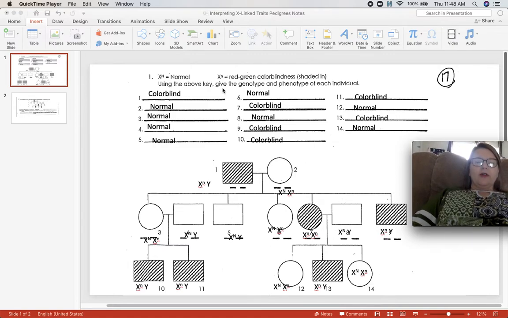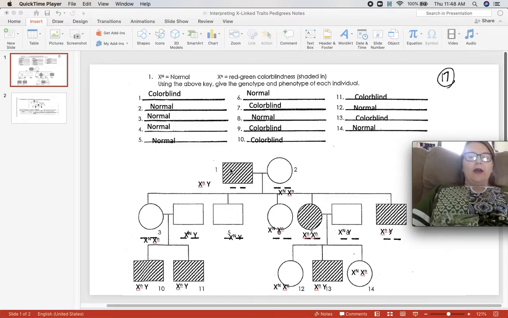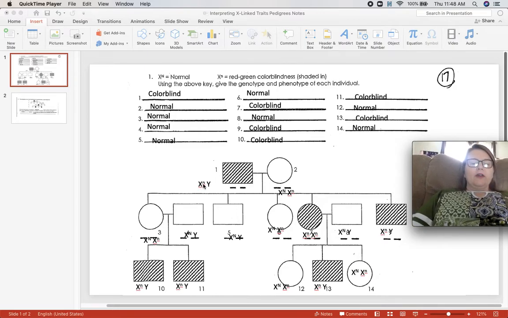And then to figure out who needs what alleles, you can kind of look at your information. This is shaded in, so they have the trait. That would be X lowercase n Y. So a male that has an X-linked trait would only have it on 1 X because he only gets 1 X. A female, if she's normal, she's going to have 1 X that is a capital N. The other one is kind of unknown.